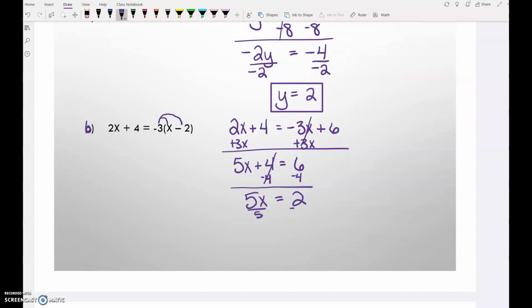We would divide both sides by 5. Don't worry about getting out a calculator. The answer is 2/5. If you do get out a calculator and you change that into a decimal, that would be 0.4.